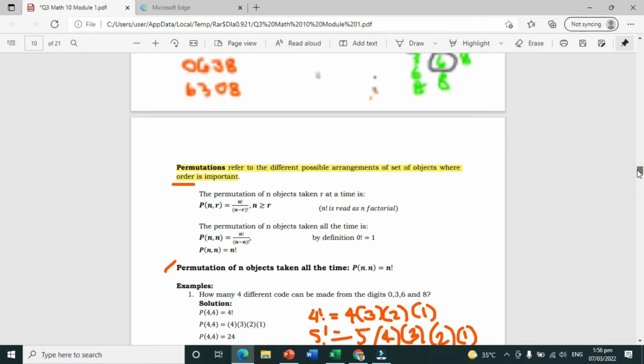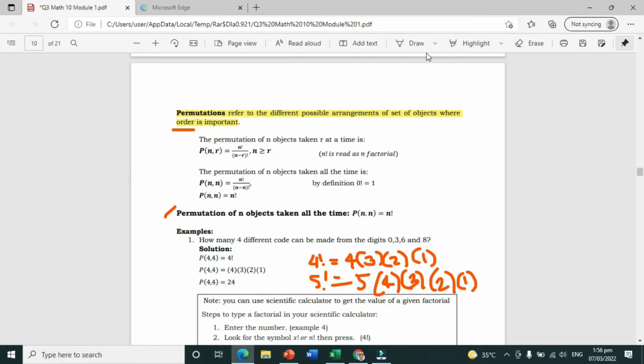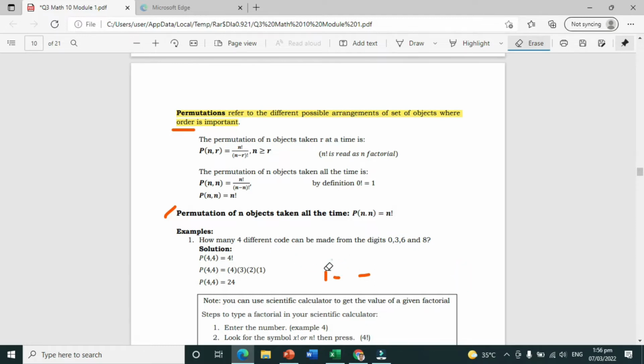So to start with, balikan natin yung definition of permutation. Okay, so permutation once again refers to the different possible arrangements of a set of objects where order is important. Now, permutation of n objects taken all the time. Sinabi all the time, lahat ng mga objects gagamitin natin lahat. So walang matira.